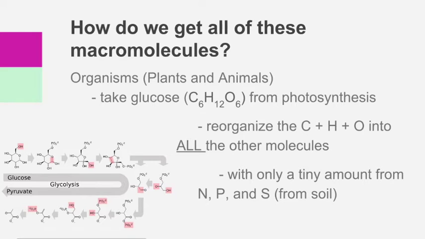oxygen. The next question you might ask is, how do we get all of these macromolecules? Where do they all come from? Organisms, both plants and animals, must take glucose, which is made in photosynthesis, and reorganize the carbon, hydrogen, and oxygen into all those other molecules, the proteins, amino acids, lipids, and fatty acids. They're all just a recombination of carbon, hydrogen, and oxygen.